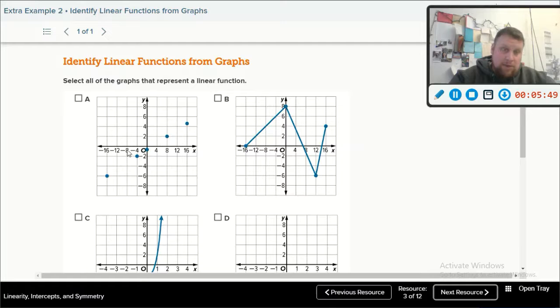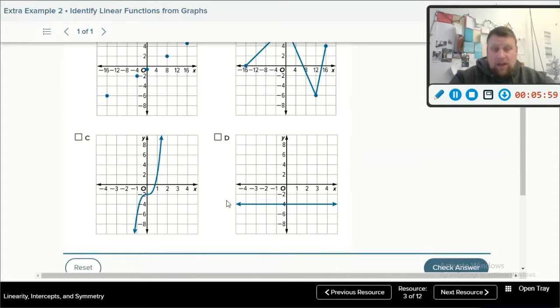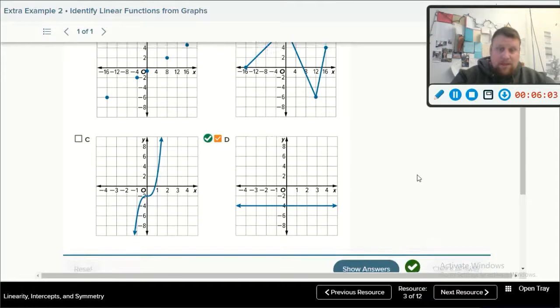Okay, can we connect these points by a straight line? Yep, it's linear. B, well, it looks like 3 straight lines, but not one line could cover any of this, so it's not linear. Clearly a curve, not linear. This is a line, linear. See how that works?